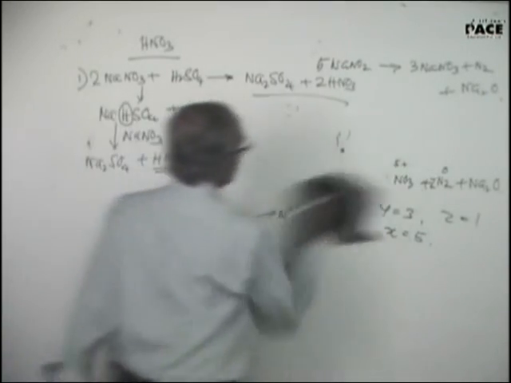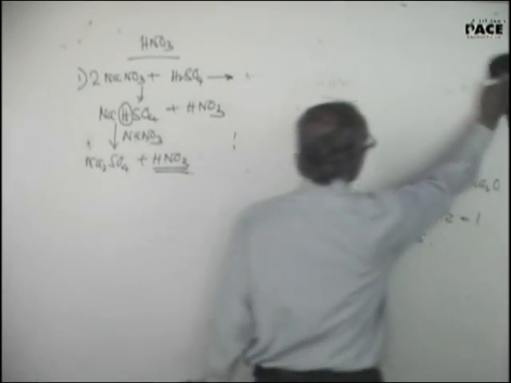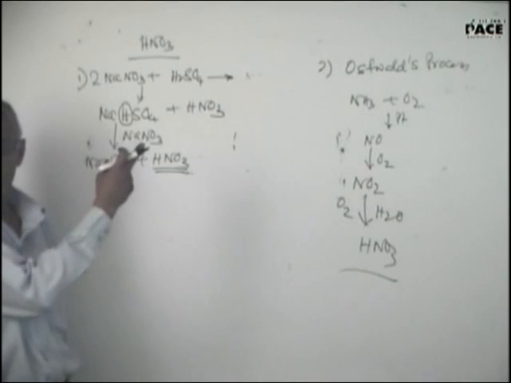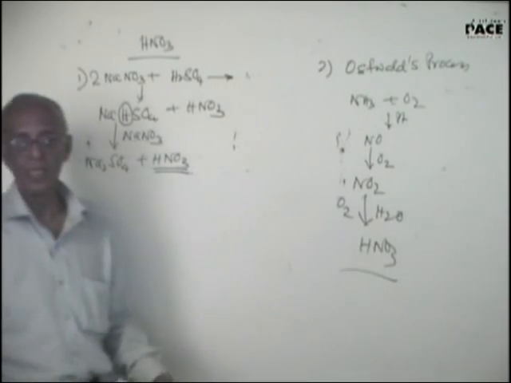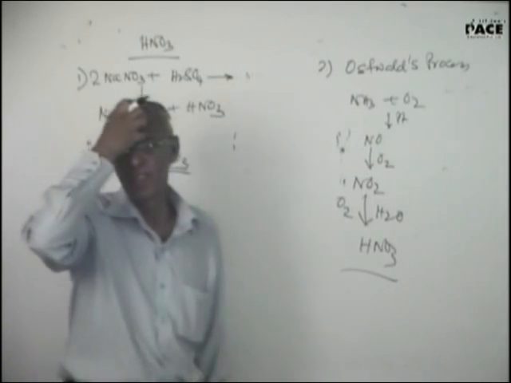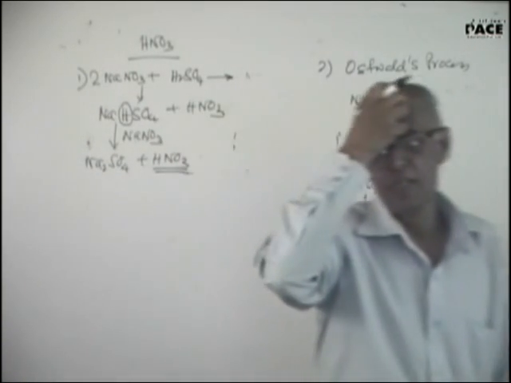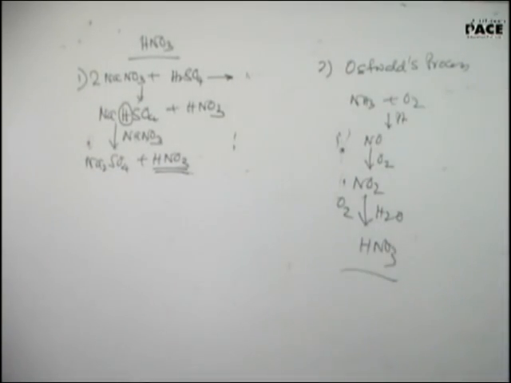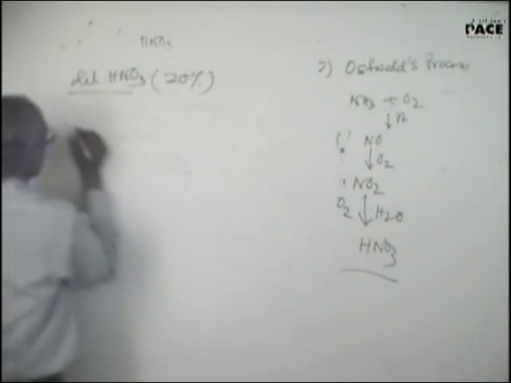The second method is your Ostwald's process. We have discussed this earlier. You have balanced the reaction: when you burn ammonia in the presence of oxygen, in the presence of platinum as a catalyst, you get nitric oxide. In the absence of catalyst, it will give you nitrogen plus water.